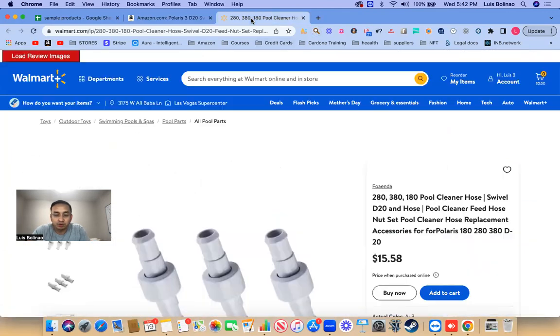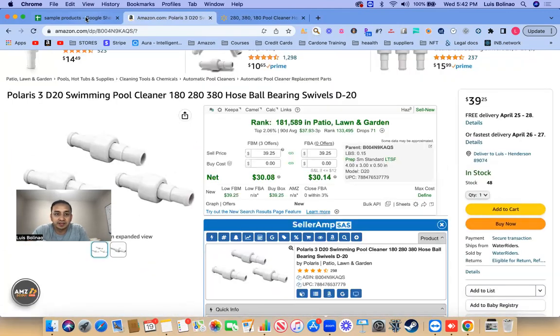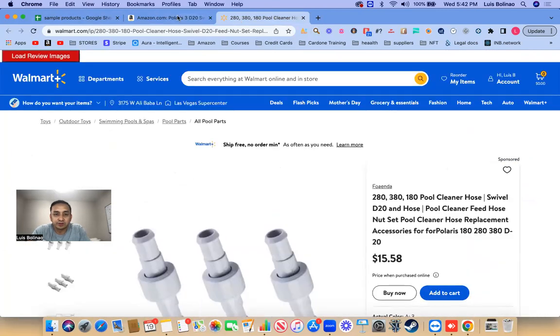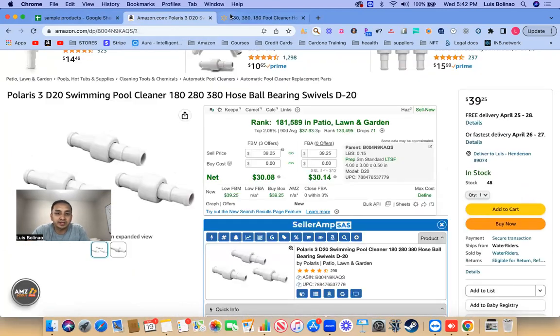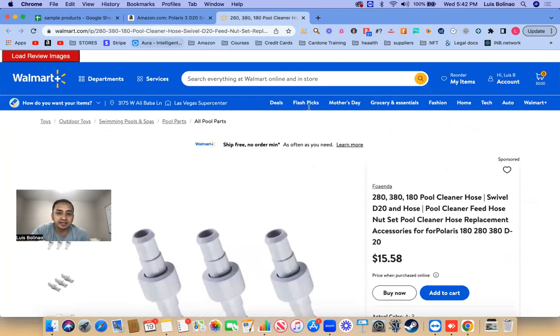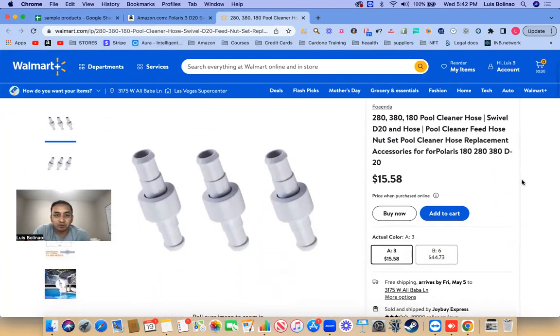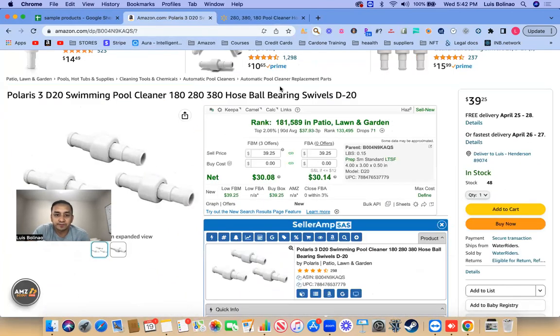And then from here, you pull up your Amazon seller link and Amazon product page and your supplier link. And then I would double check the title. They match.